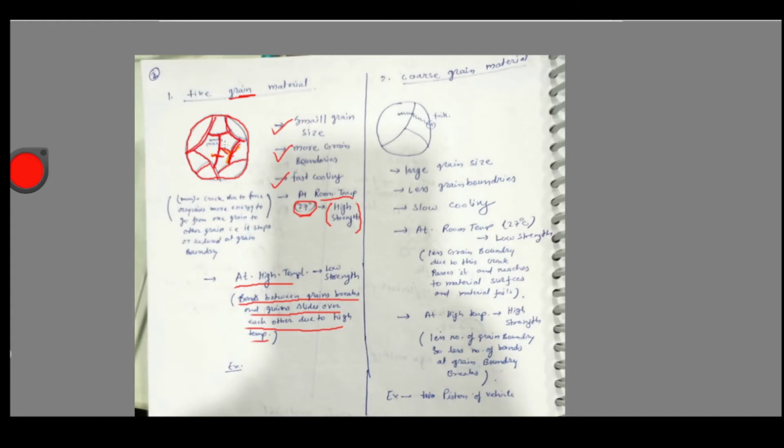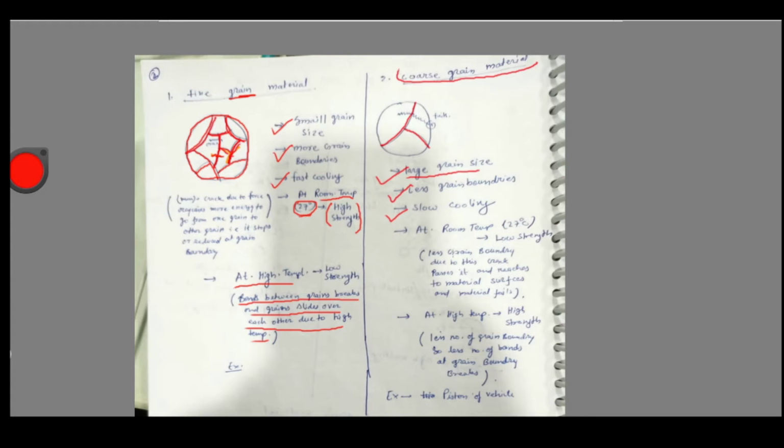Okay, now we'll talk about the coarse grain material. Coarse grain material means the grain size will be large, and due to the large grain size, the grain boundary will be less. Due to these two reasons it will have slow cooling. It will not cool immediately, it will take time, so cooling will be slow.